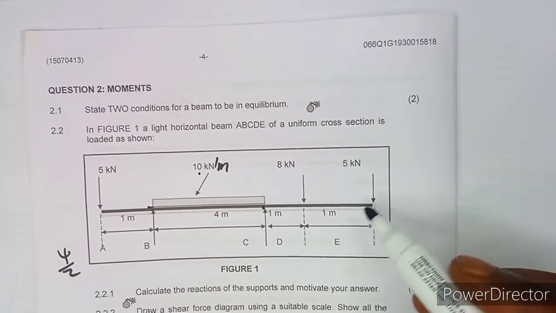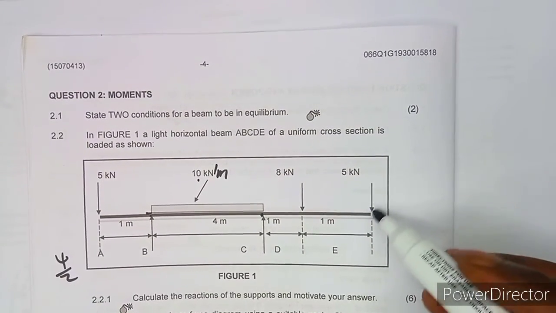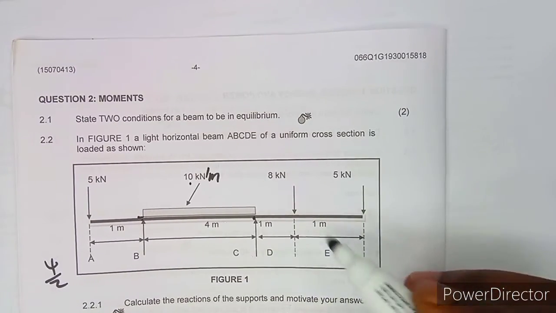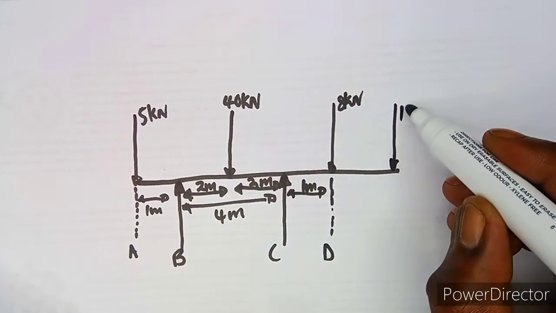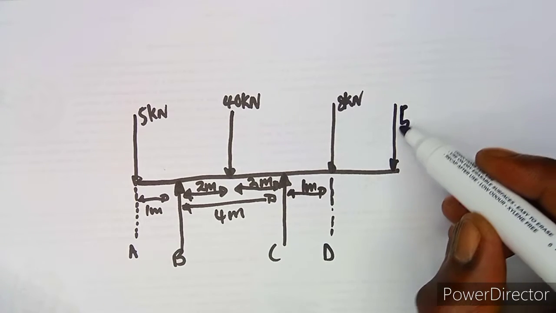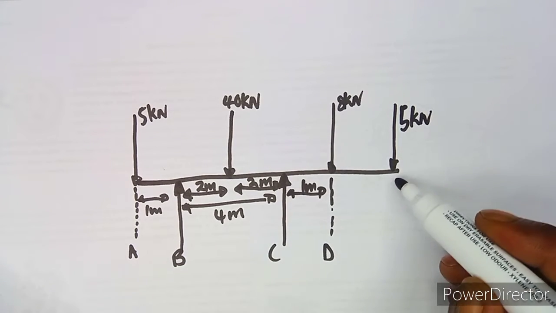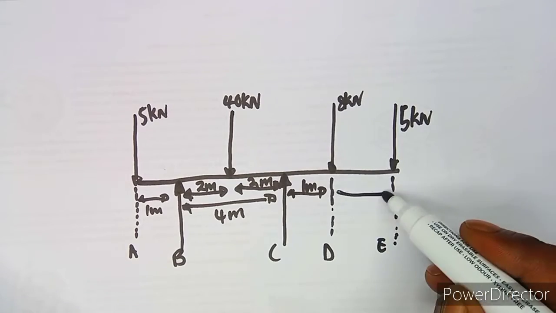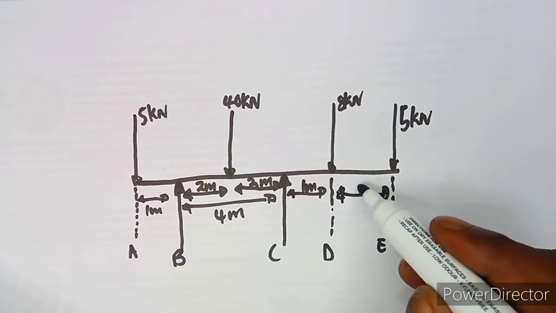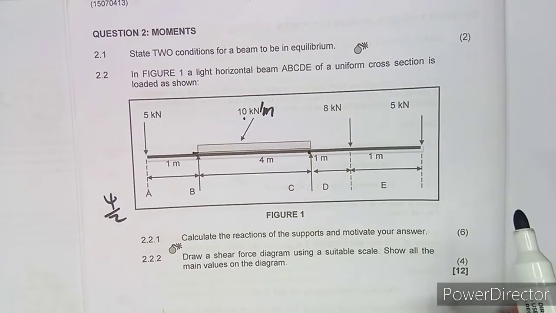Then we have the E, which is 5 kilonewton at the end there, and it's 1 meter. So this one is just right as it is also. That's our 5 kilonewton there, and this corresponds to E, and we have a distance of 1 meter. Remember that we have a distance of 1 meter in this case here.